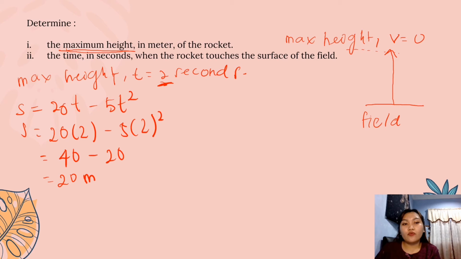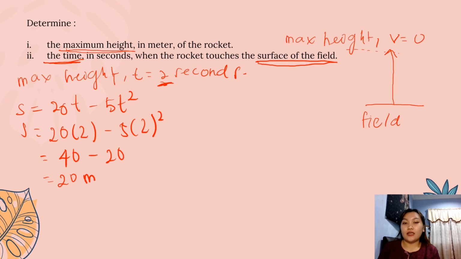Now we move on to question C2. It wants us to find the time when the rocket touches the surface of field. So how are we going to solve this question?